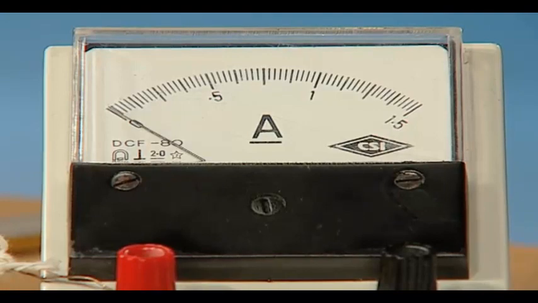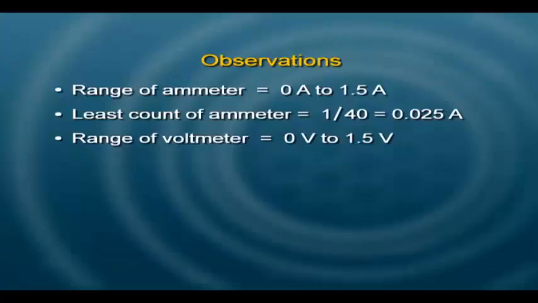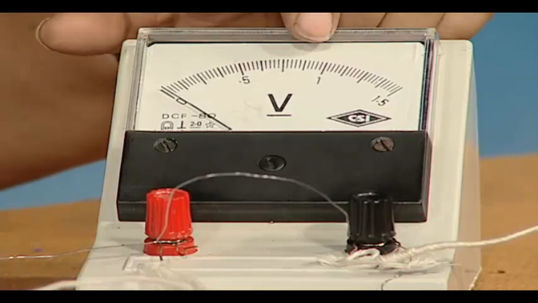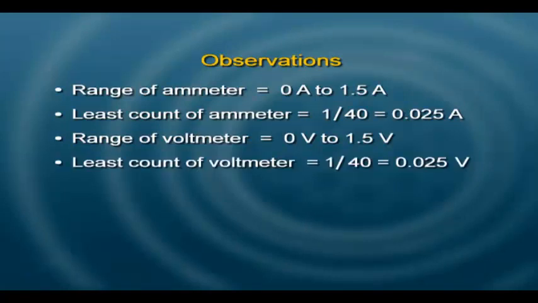Likewise, look at this voltmeter. The range is from 0 to 1.5 volts and there are 40 divisions again between 0 and 1. So, my least count for this meter as well is 0.025 volts.